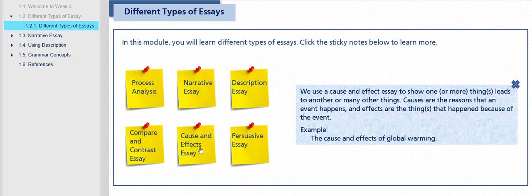We use a cause and effect essay to show one or more things leads to another or many other things. Causes are the reasons that an event happens, and effects are the things that happen because of the event. And so when we write a cause and effect essay, then you would write the causes of World War II was cause 1, cause 2, cause 3. That would be one essay. Then in another essay, you would write the effects of World War II was effect 1, effect 2, and effect 3.